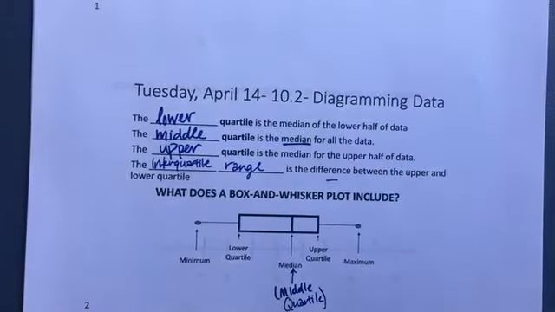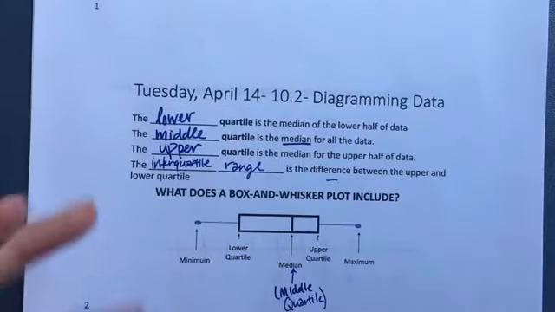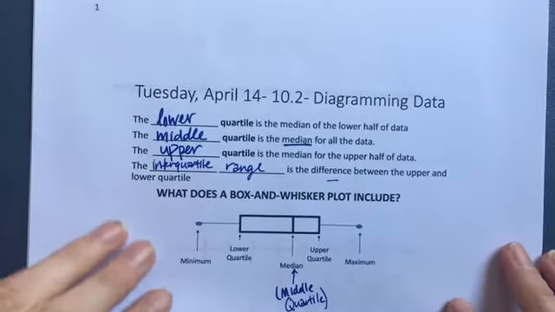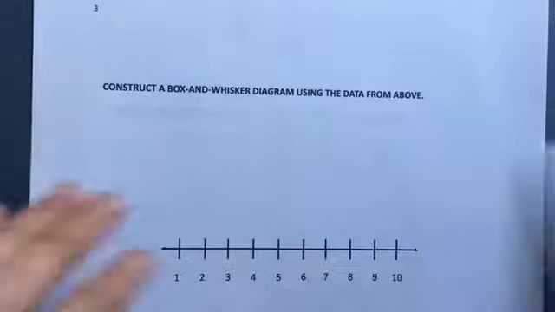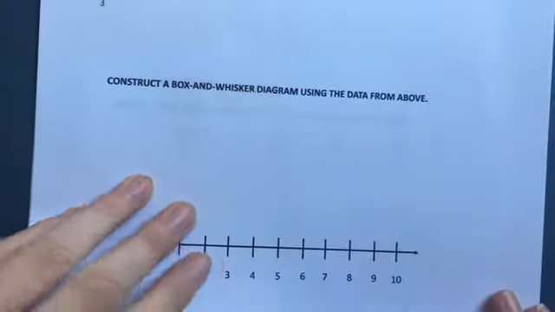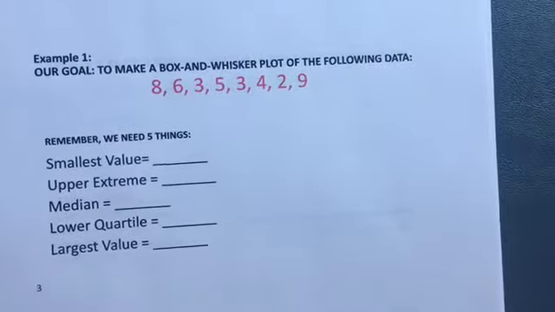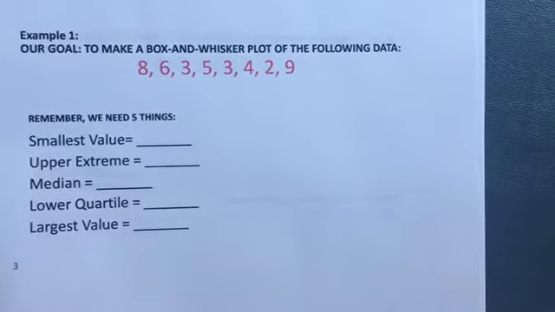Okay, so with that in mind, let's jump into today. Now, you just saw a lot of words, and you may still not understand what they mean, and that is okay, because we are going to look at an example, and we're going to make this practical. So, let's look at example number 1. Our goal is to make a box and whisker.